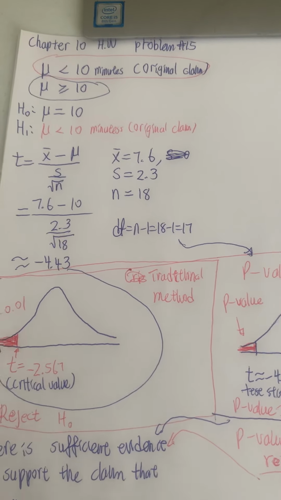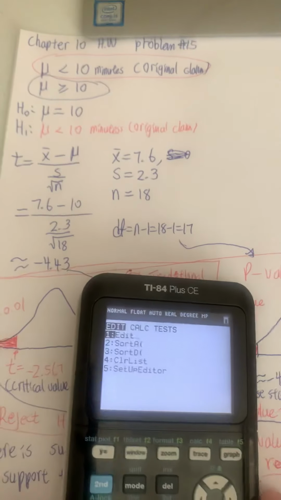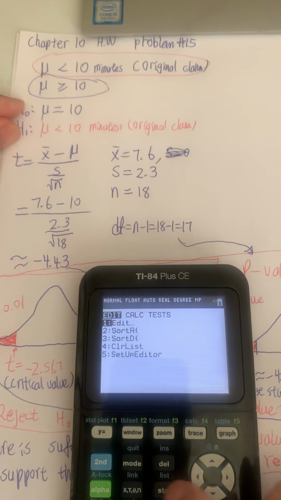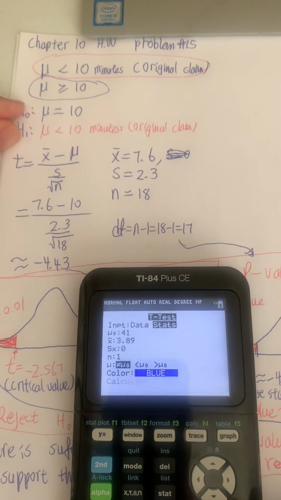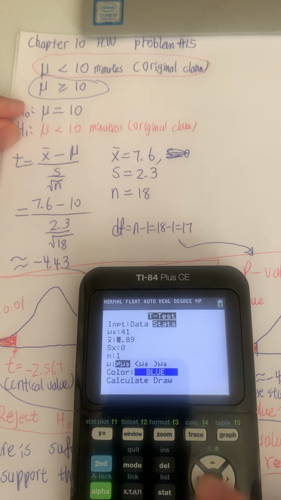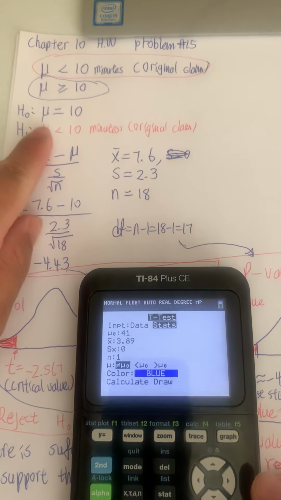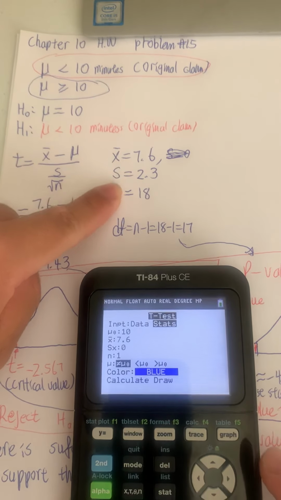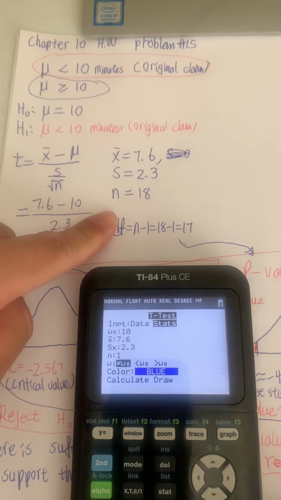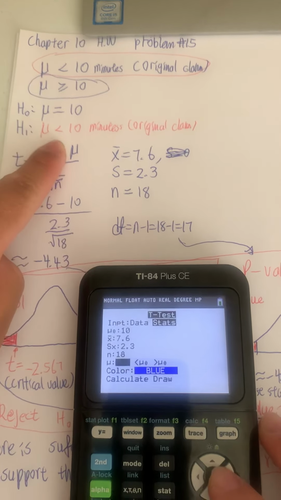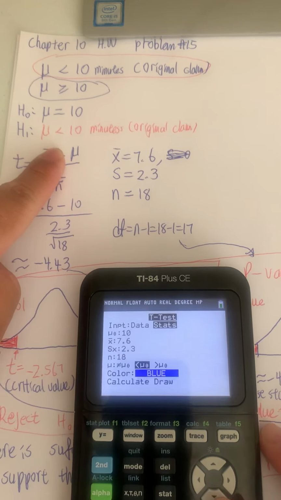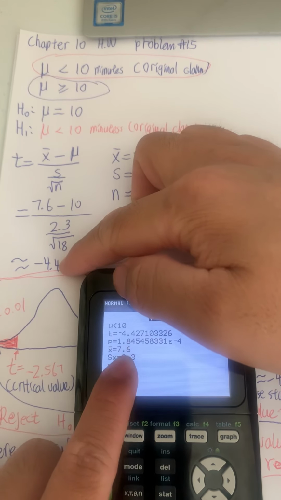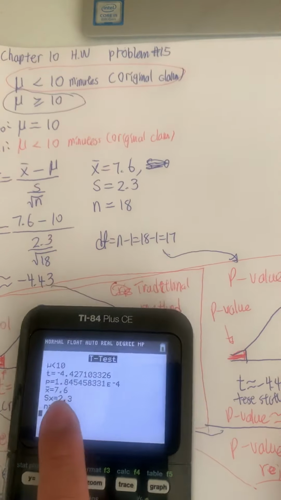Another way to solve it is we still need to set up the null and alternative hypotheses. Then you go to STAT, go to TESTS, and go to T-Test. We don't know the population standard deviation. The mu 0 is the first one, so it's 10. X bar is 7.6, S is 2.3, N is 18. The alternative is this one. Then go to Calculate. It gives you the test statistic, that's what we saw. It gives you the p-value, that's what we have here.